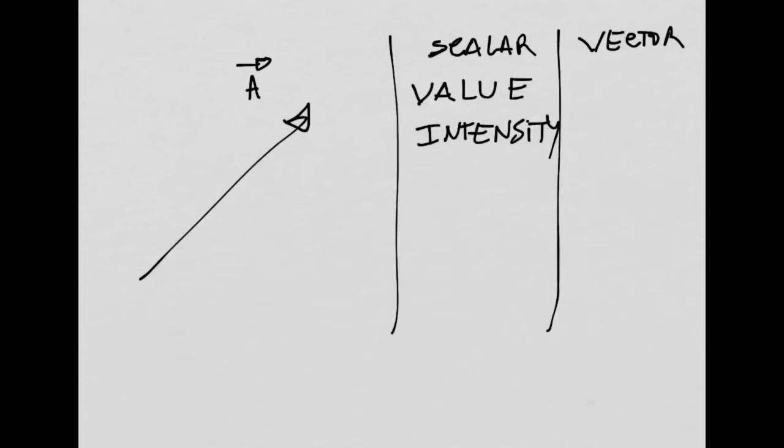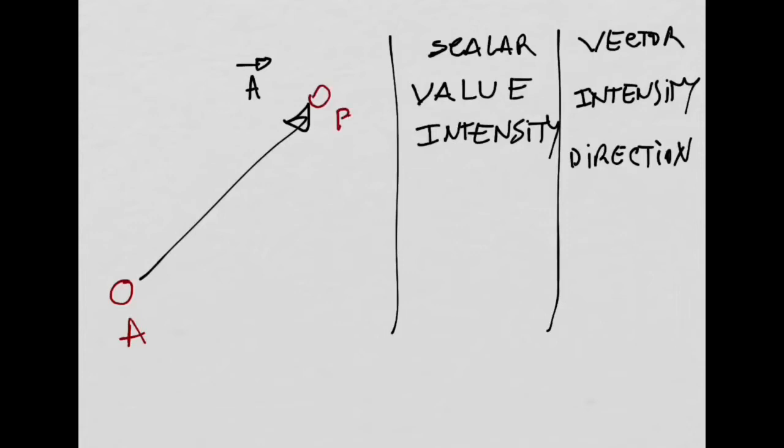Vector, you have more, so you have also intensity, but you also have one very important thing, which is direction. So with vectors, you also have information regarding direction, right? So, for example, if you have here point A and point B, this vector A will tell you how to go from point A to point B in a straight line, right? So that information is included in a vector, but is not included in a scalar.